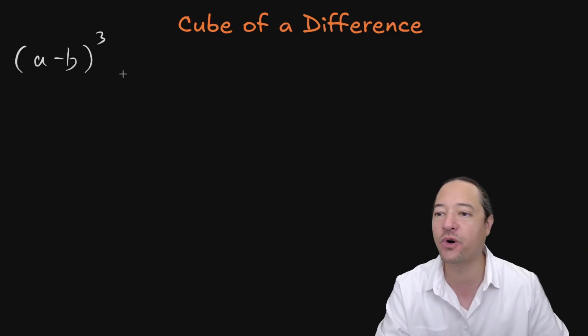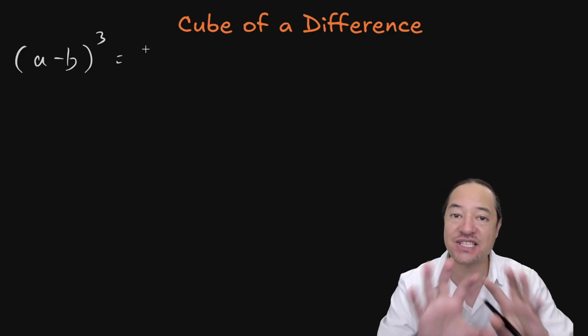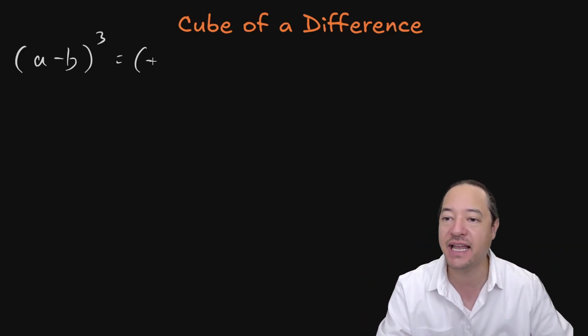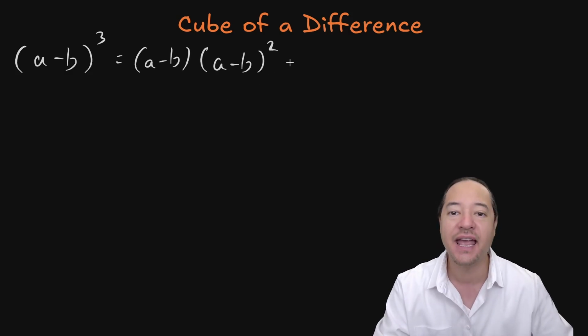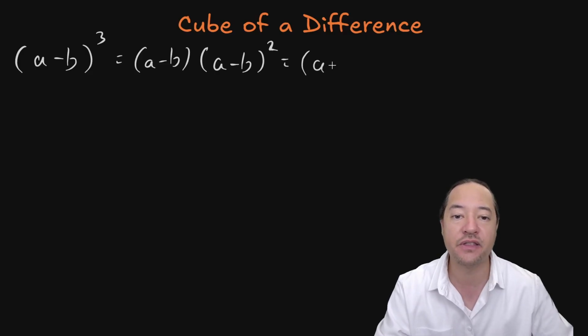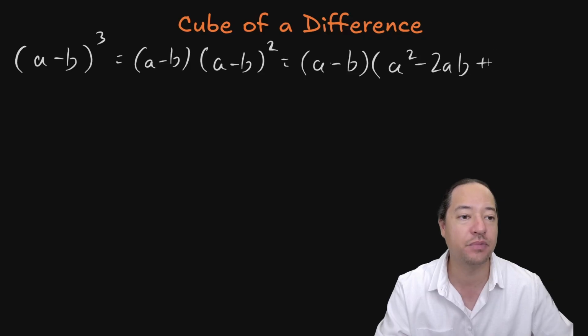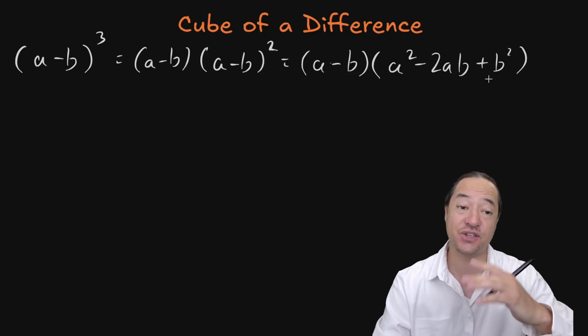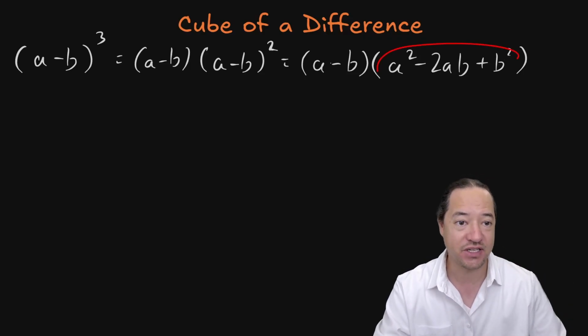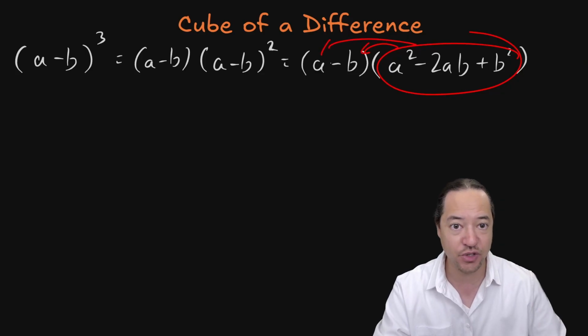And just like before, we can work this out. We can separate this cube into an a minus b multiplied by an a minus b squared. And we know what the formula for that will be. That's going to be an a squared minus 2ab plus b squared. And just like before, we can essentially take this and distribute it in here.